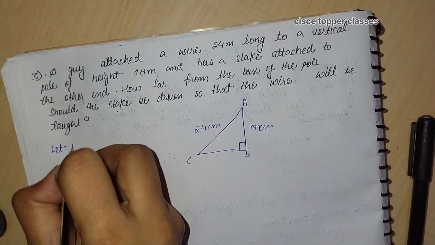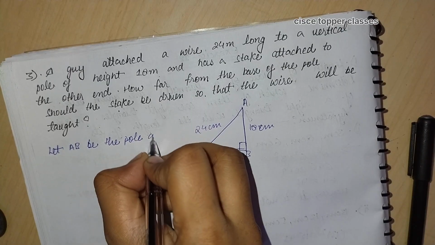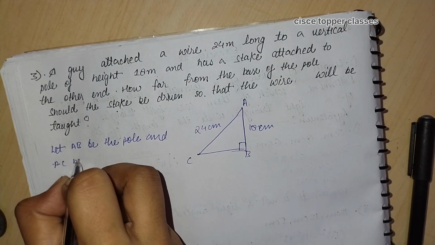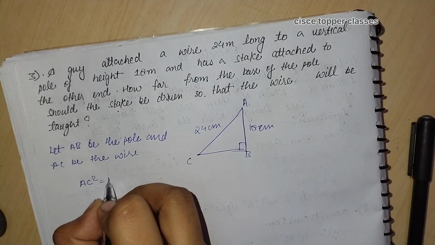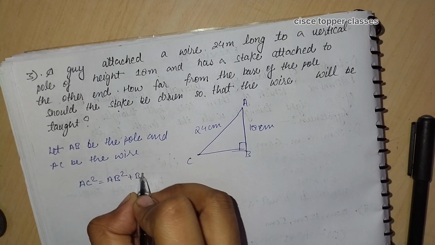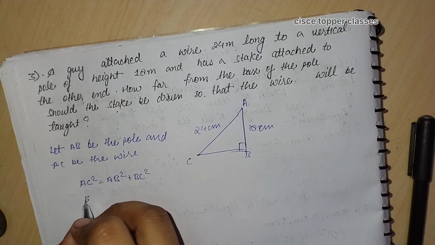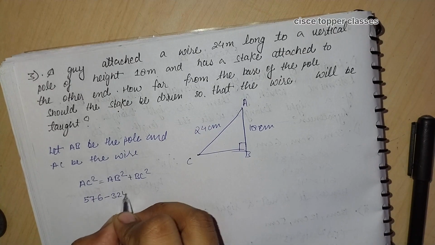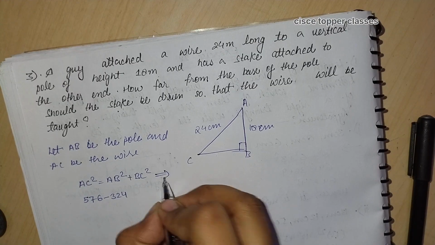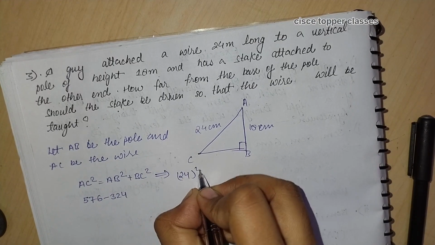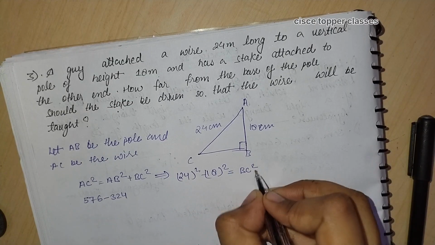So simply we can write let AB be the pole and AC be the wire. So we can use the Pythagoras theorem as AC square is equal to AB square plus BC square. AB square will be 18 square. Simply here we can write 24 whole square minus 18 whole square is equal to BC square, which we have to find.